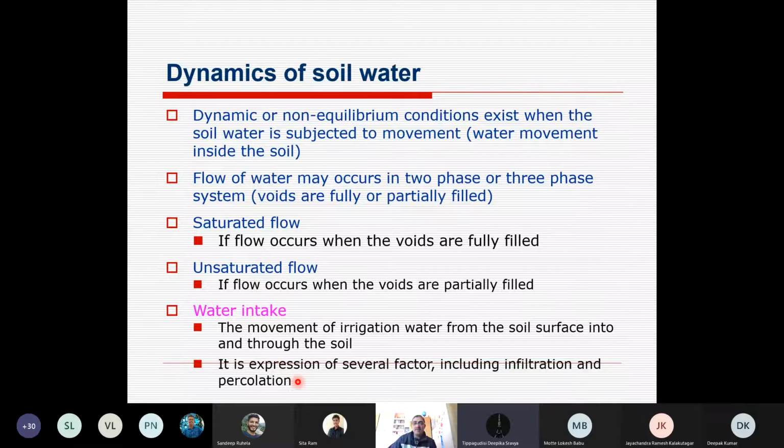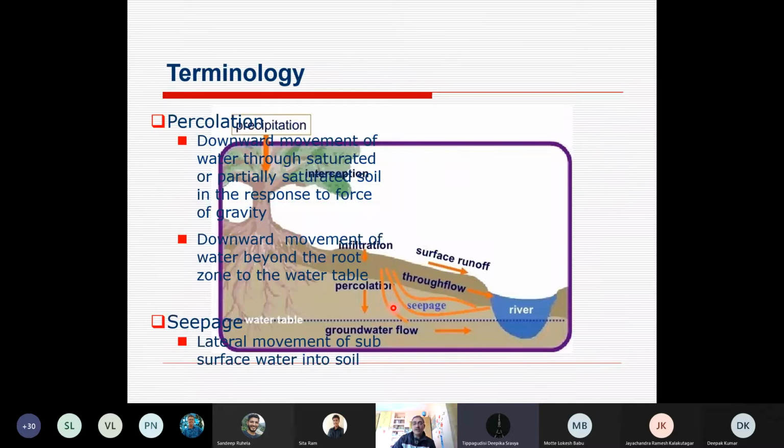It is an expression of several factors. Several factors means it's not only the entry, it is not only the vertical movement, it's a lateral movement, it's a depression somewhere. So it is basically the different topographic setting, which includes a number of conditions and gives us a number of factors, including infiltration and percolation. So there are a few terminologies we need to make very clear here.